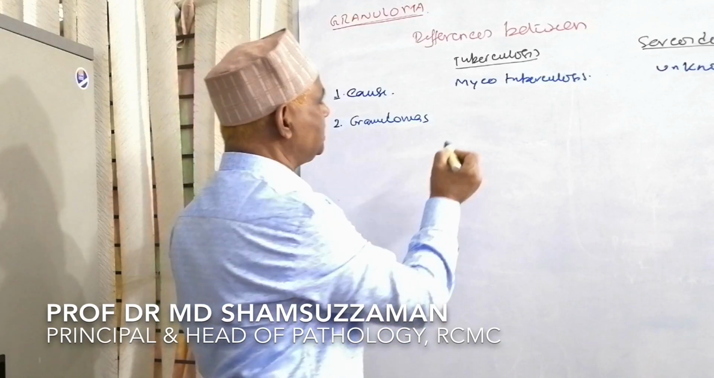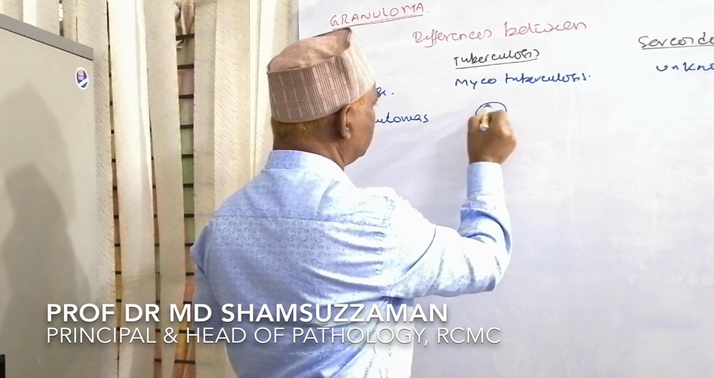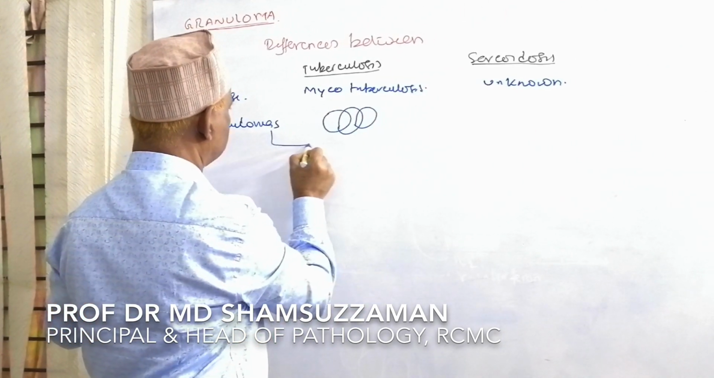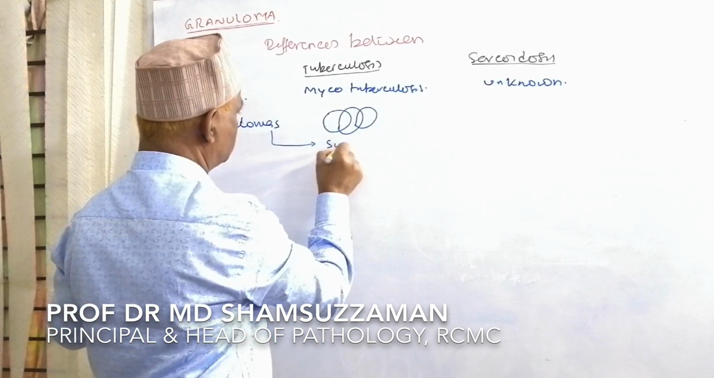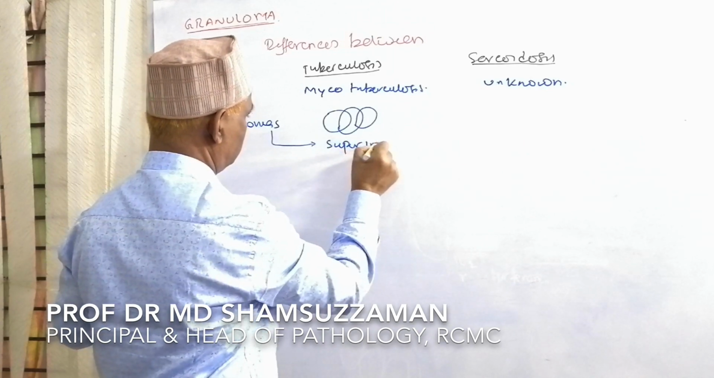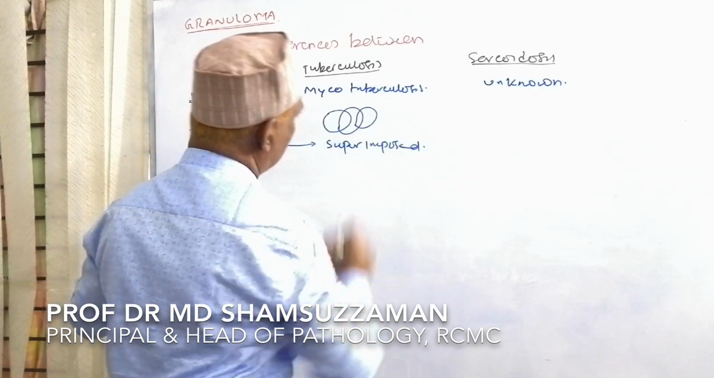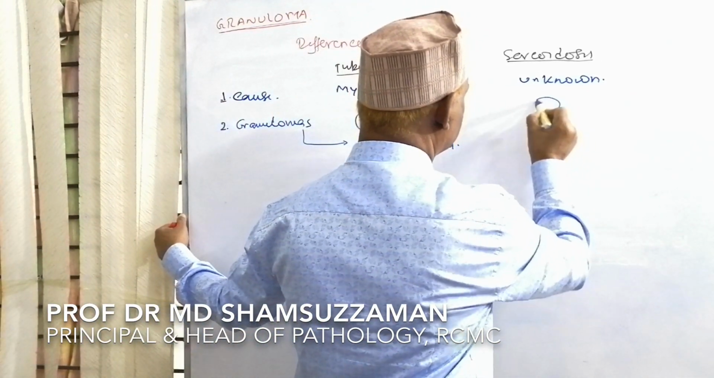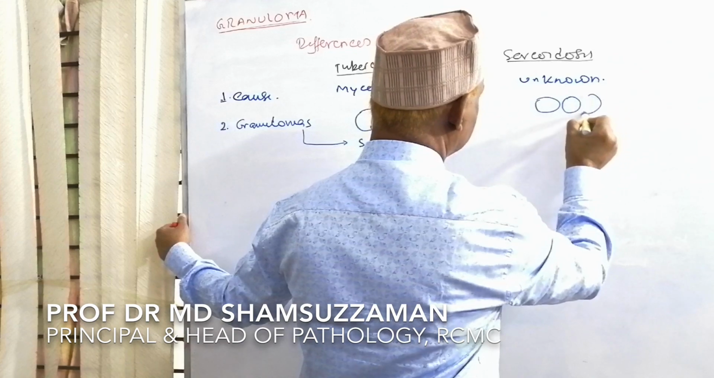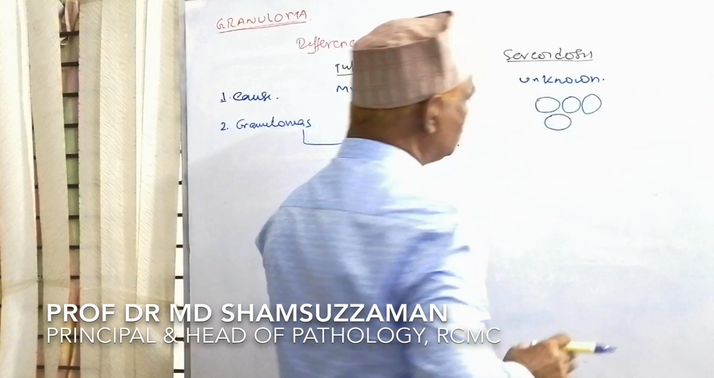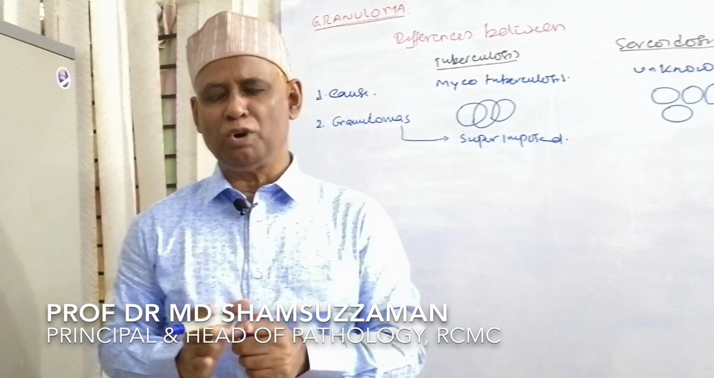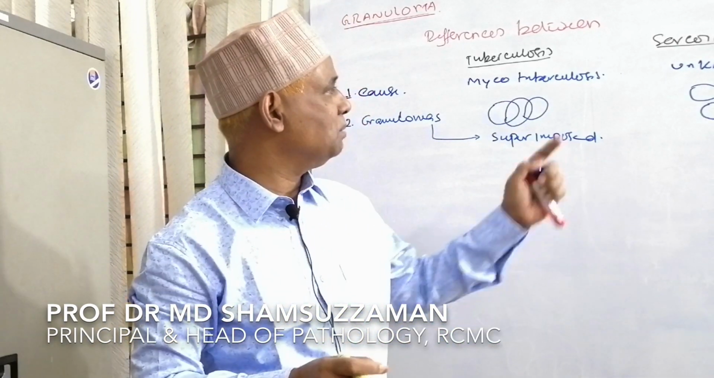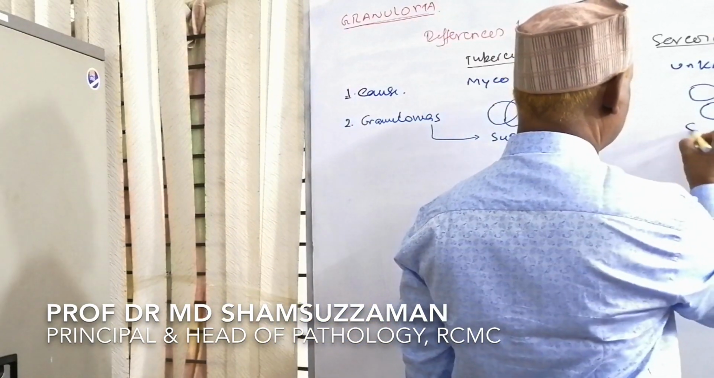In case of tuberculosis, the granulomas are overlapping, superimposed. But in case of sarcoidosis, the granulomas are very much separated. We can separate one granuloma from another with a thin thread in case of sarcoidosis. So, separated granulomas.